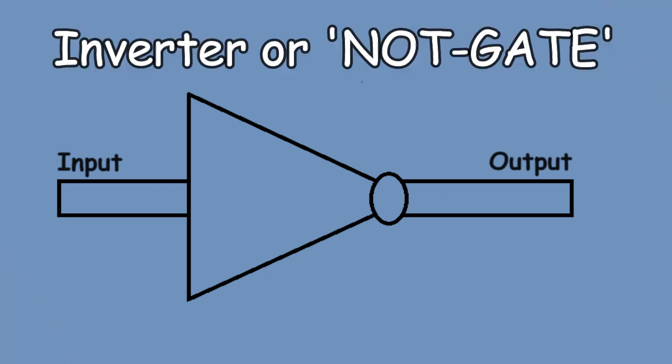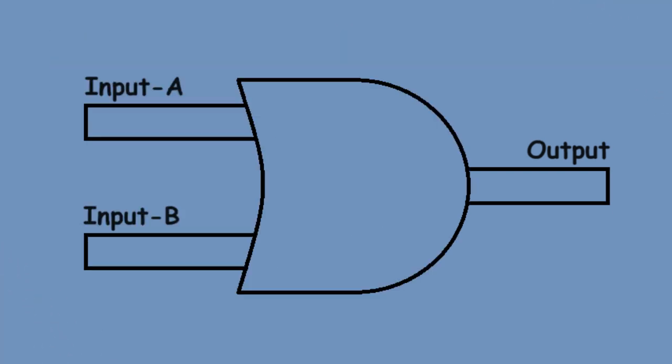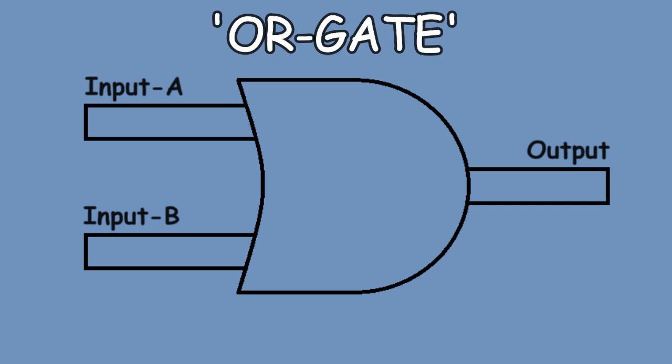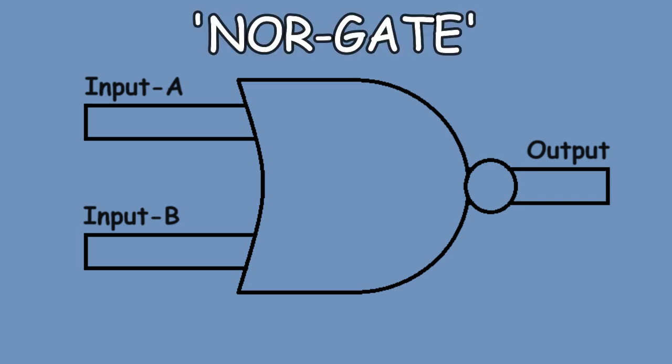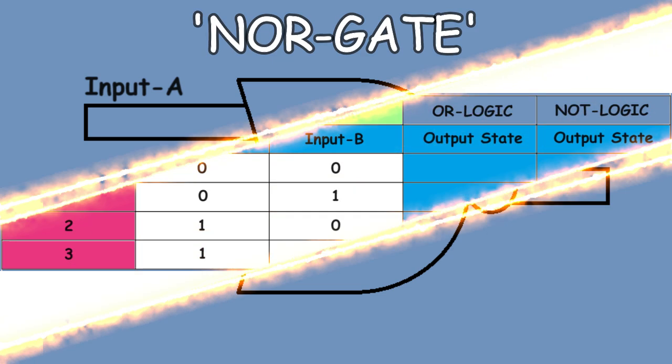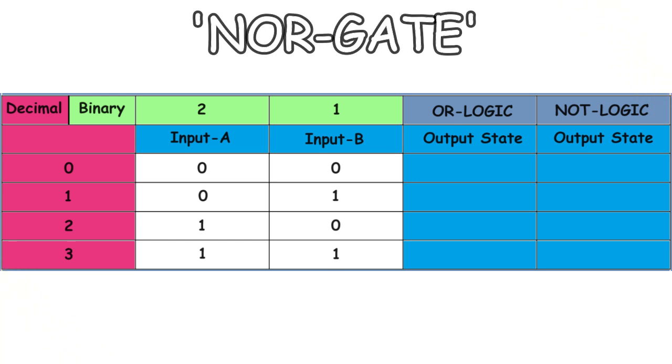This is the symbol for the digital logic device called the inverter or NOT gate. This is the symbol for the digital logic device called the OR gate. This is the symbol for both digital logic devices combined, called the NOR gate, NOR being short for NOT OR. To discern the resultant true or false, high or low output state of the two devices combined, we simply add their respective truth tables together.